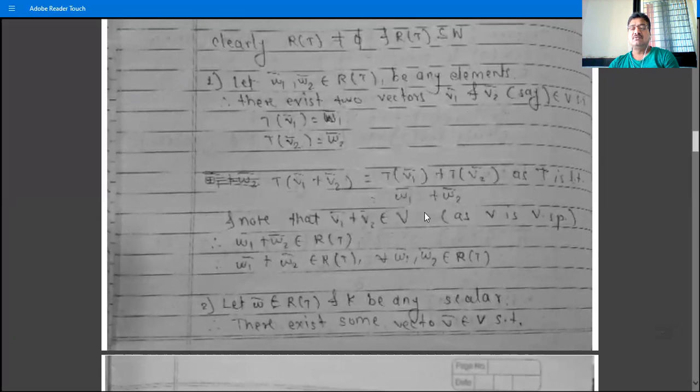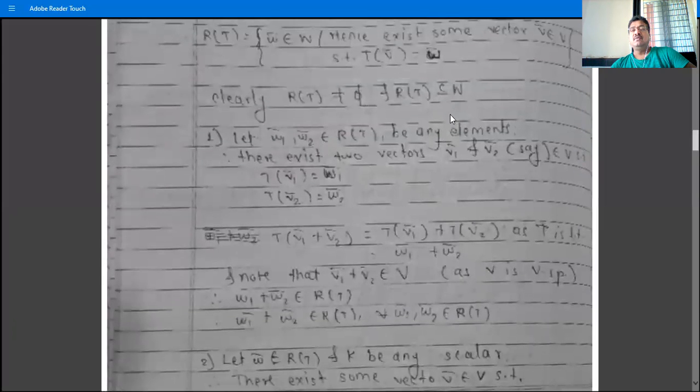The first property of a vector space is that it is closed for addition: the addition of every two elements of a vector space belongs to the vector space. Therefore V1 plus V2 belongs to V, and therefore W1 plus W2 has a pre-image in V, that is, V1 plus V2 is the pre-image of W1 plus W2. Therefore W1 plus W2 belongs to R(T), because it has a pre-image. So W1 plus W2 belongs to R(T) for all W1 and W2 belonging to R(T). The property is true for any two elements of R(T), so we say the property is true for all elements of R(T).